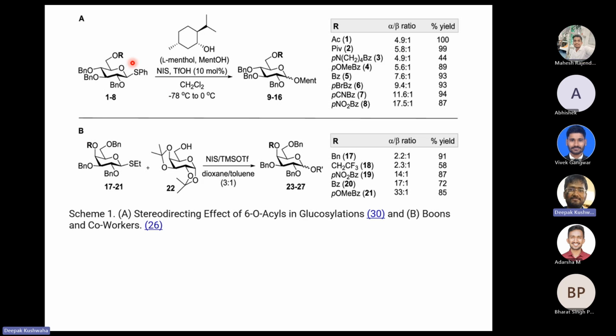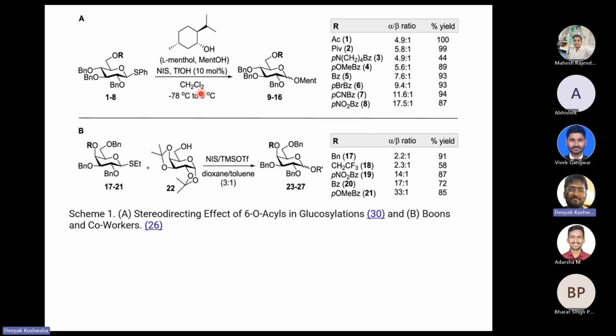I am pretty sure there are reports which show that from the C4 position also they form this dioxolenium ion intermediate and it directly gives the alpha or beta product. Those kinds of reports are there, but I don't know exactly how to generalize. This group has published too many papers on similar kinds of things in various sugars.